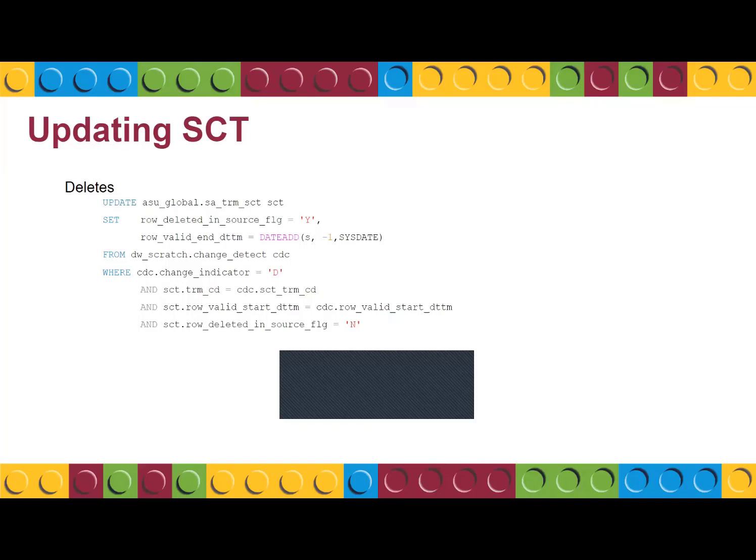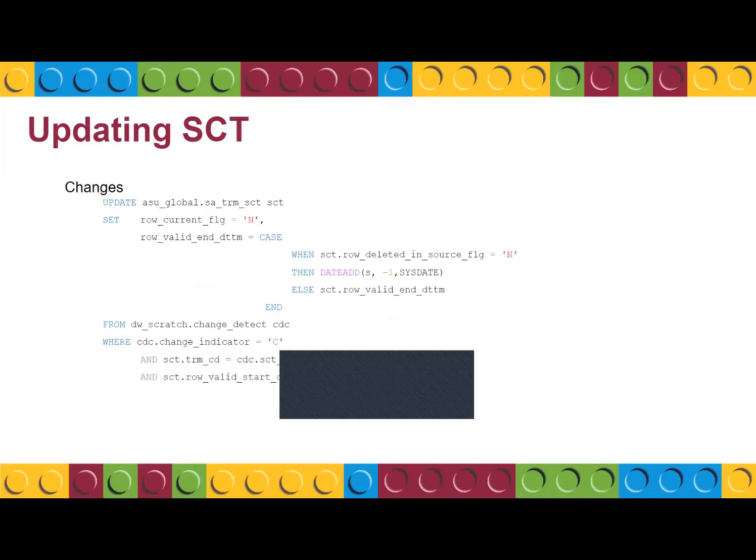And then you're just joining on the keys, which in this case will always be the term code and the valid start date, because remember, this is capturing changes. So a term code will exist multiple times in your data sets. And then the last thing is you'll want to add this filter to make sure that the row deleted in source flag isn't already null. Because otherwise it's always going to be picking up that deletes and you don't want to keep processing it forever. So just process it one time.